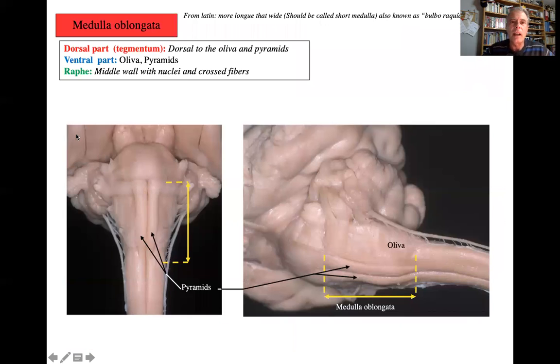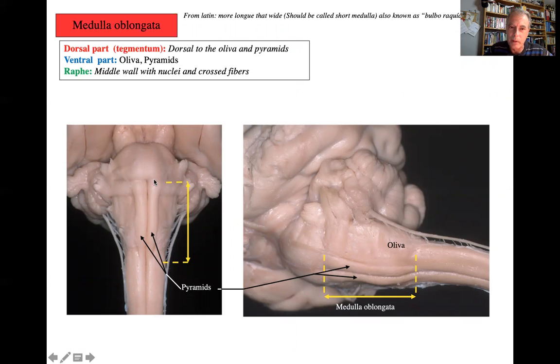We reach the medulla oblongata. That means more long than wide. And again, dorsal, ventral, and raphe. Here I have marked in yellow the medulla oblongata.